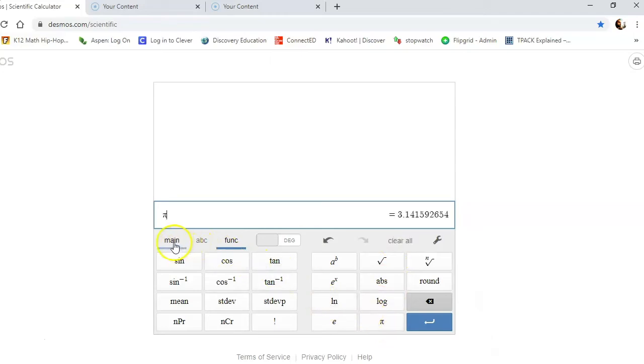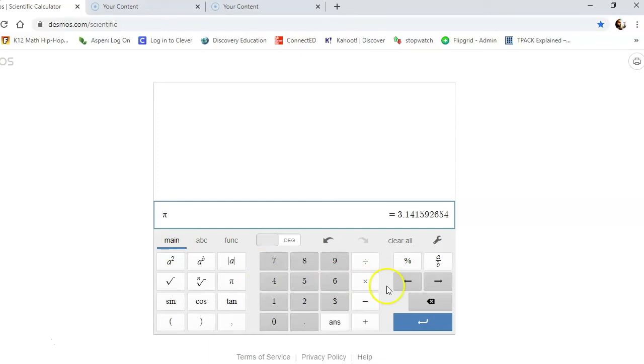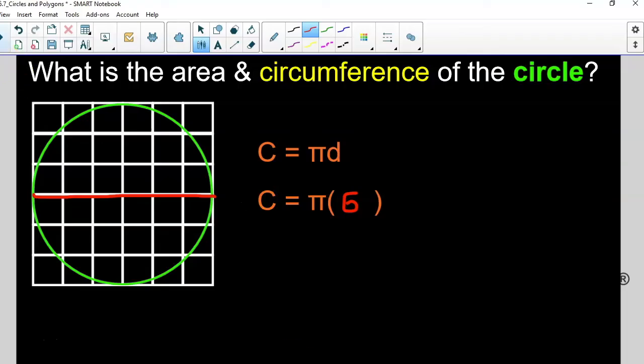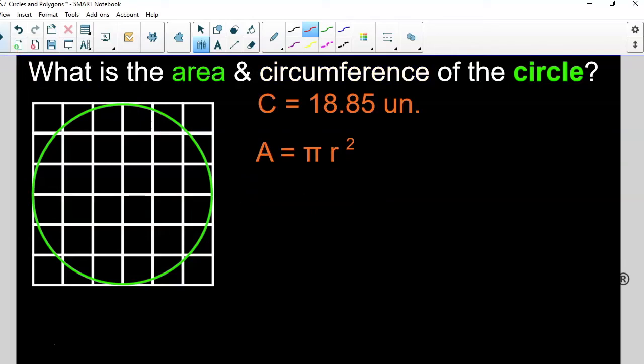Then I'm gonna go back to the main. This is desmos.com/scientific. And I'm gonna hit times pi times our diameter, which was 6. And here we have it as 18.849, but if I round it, I'm gonna say 18.85. Okay, so my circumference is 18.85 units.